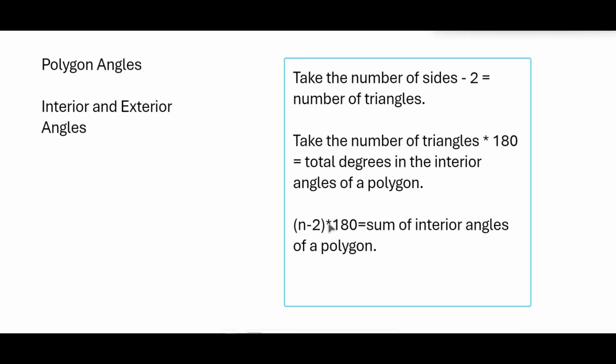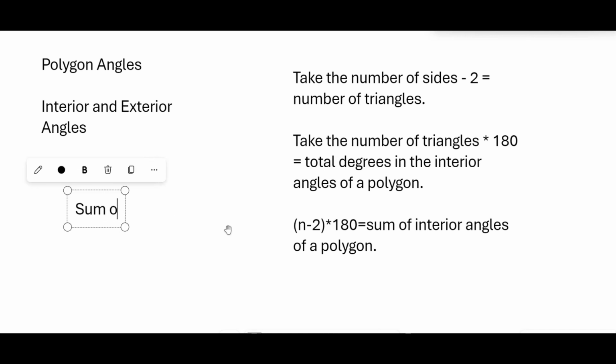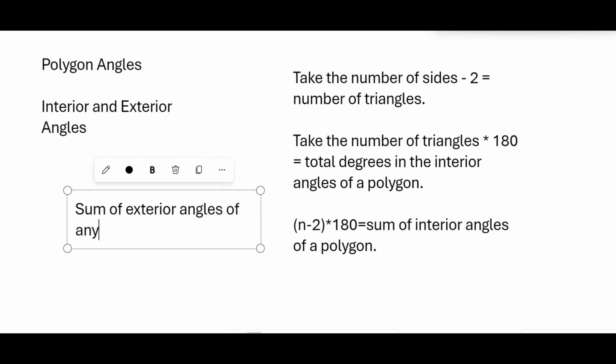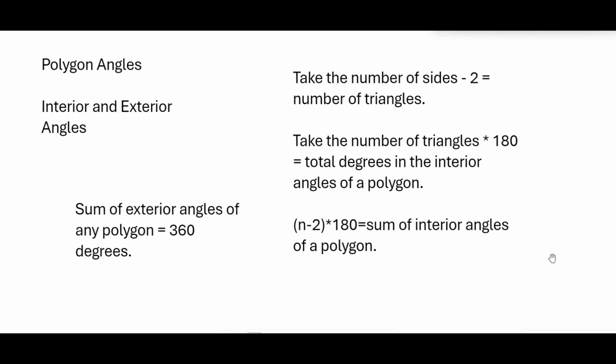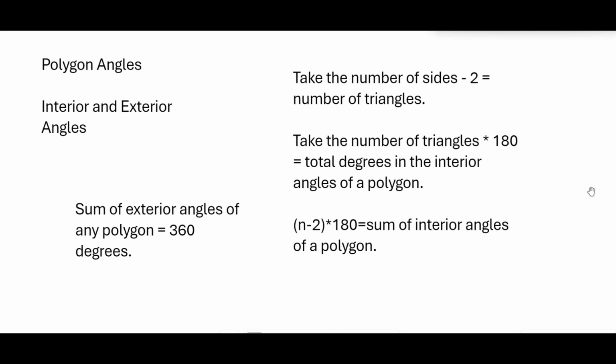And so a really simple note here on exterior angles would look like this. The sum of the exterior angles of any polygon equals 360 degrees. Okay? For any polygon. So that's a really, really nice, easy quiz question, because you'll see that on a quiz.